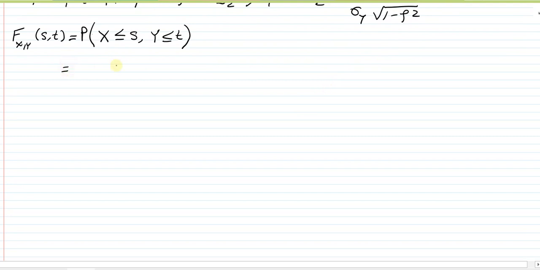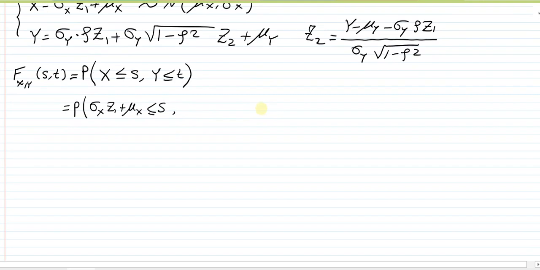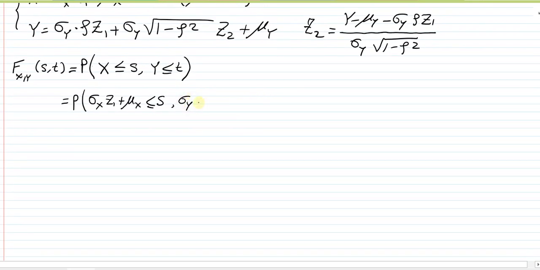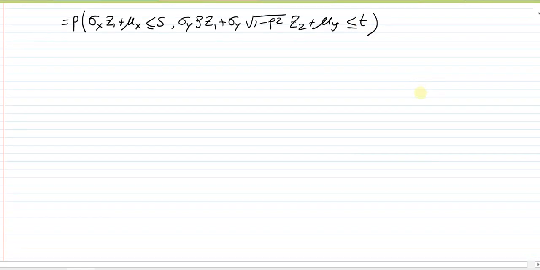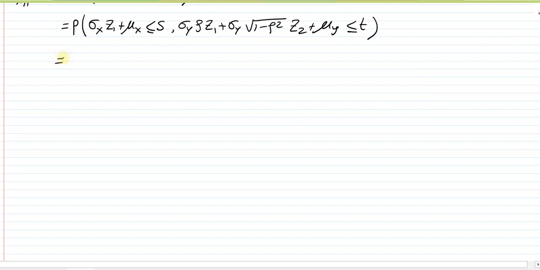Now remember what x was, right? Our transformation, which was sigma x z1 plus mu x, is less than or equal to s, and y was the more exotic one. It's right up here, so I'm going to use that, which is sigma y rho z1 plus sigma y square root of 1 minus rho squared z2 plus mu y, less than or equal to t. Again, definition of joint distribution. Now, for the first inequality, I'm going to solve for z1. I'm going to subtract mu from both sides and divide by sigma, and because sigma is positive, we don't need to change the direction of the inequality. So z1 is less than or equal to s minus mu x divided by sigma x.